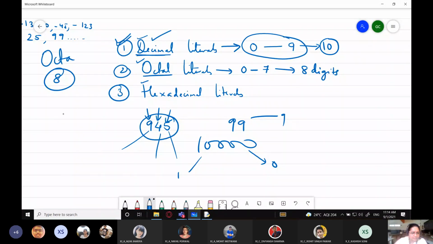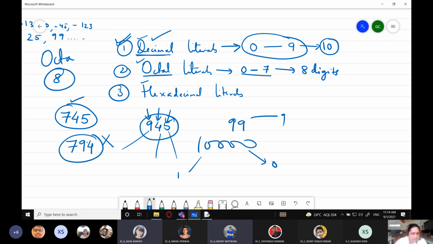So if I write here 745, is this an octal number? Yes, because all its digits are coming in this range. Right? If I write here 794, is it an octal number? No, ma'am. Why? Because 9 is being included, which is not a part of the octal number system. Okay, so this will be a part of what? This can be a decimal number. It can be a hexadecimal number.